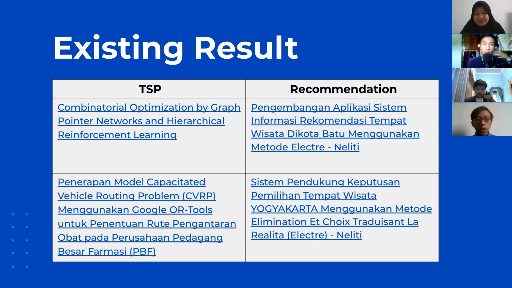To make a feature in our application, we have several components, like first, TSP or traveling salesman problem. To solve the TSP, there are many algorithms from heuristic algorithms to using deep learning like graph neural network and reinforcement learning. There is also research about making a recommendation system based in Batu City and Yogyakarta using electre method. Next.